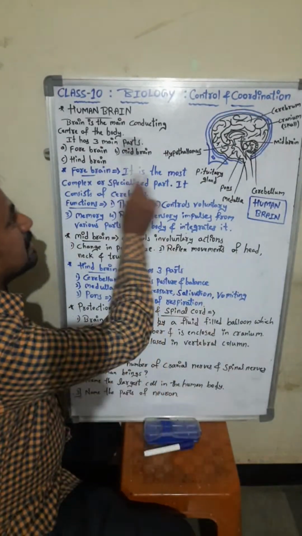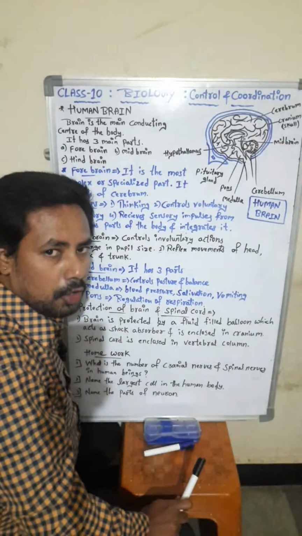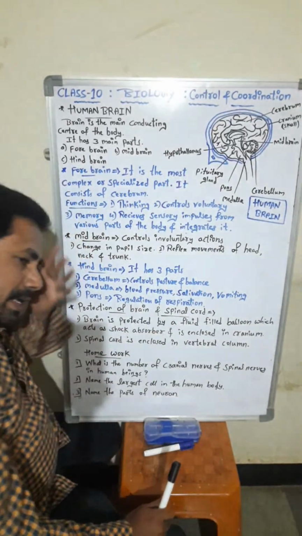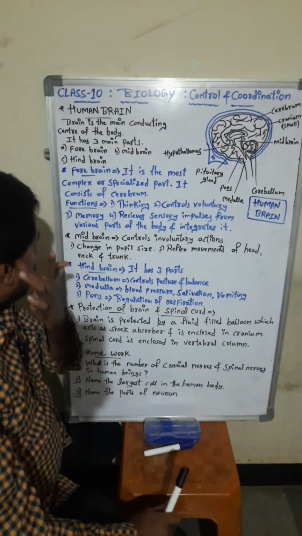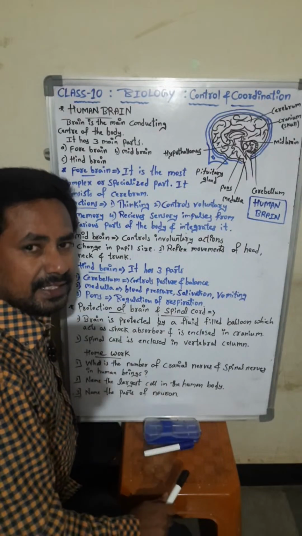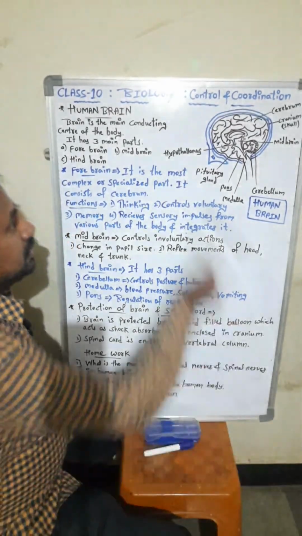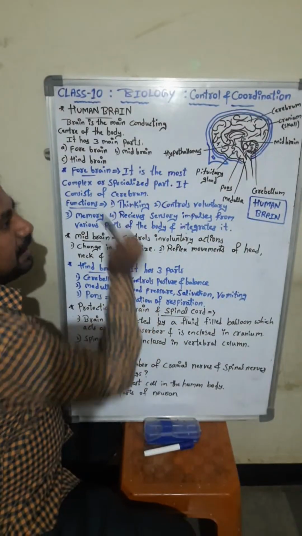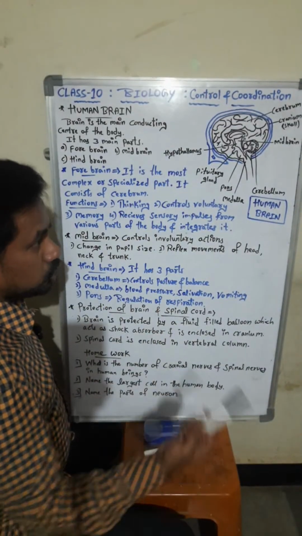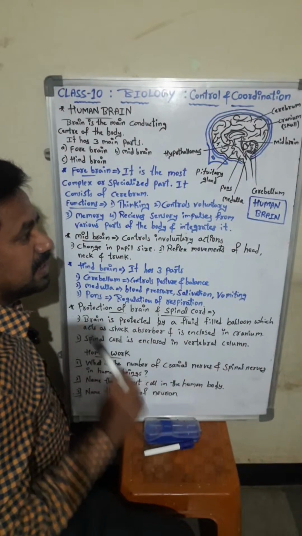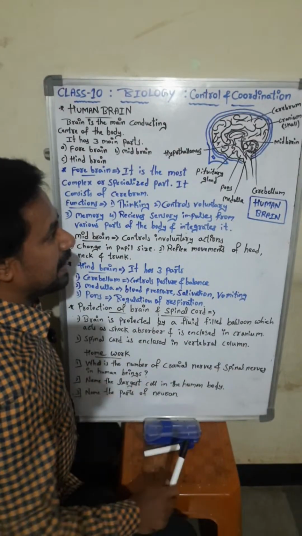What is the brain? The brain is the main conducting center of the body. It is very sensitive, and it controls everything, students. Forebrain, midbrain, hindbrain. Remember. So which is forebrain, which is midbrain, which is hindbrain? How can we know that?